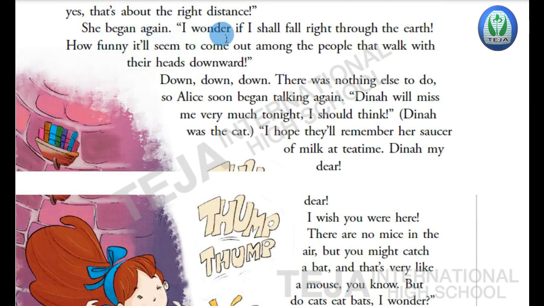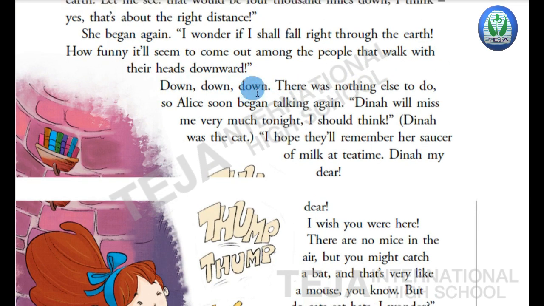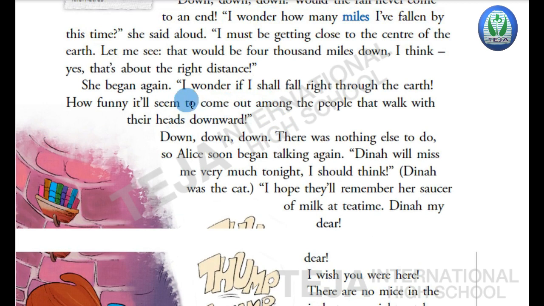She began again, I wonder if I shall fall right through the earth. How funny it will seem to come out among the people that walk with their heads downwards. So she is wondering whether she will fall right through the earth, and how funny it will be to see people walking with their heads downwards, that is, legs upwards and head downwards.